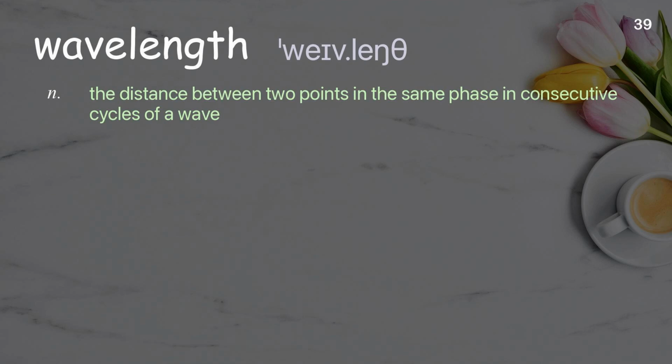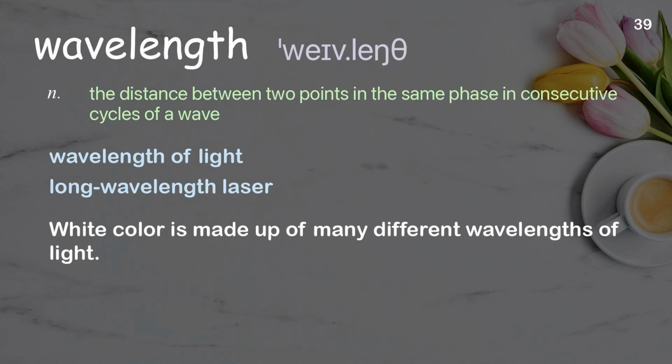Wavelength. The distance between 2 points in the same phase in consecutive cycles of a wave. Examples: wavelength of light. Long wavelength laser. White color is made up of many different wavelengths of light.